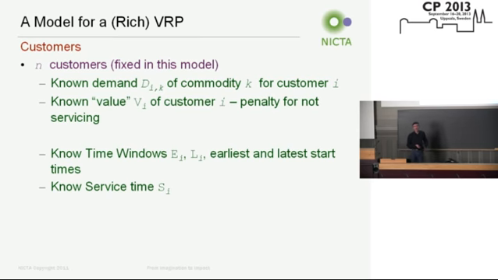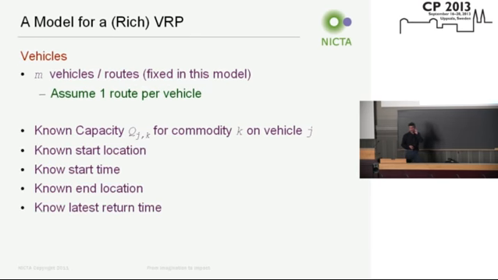And yes, we also know the service time, so how long we spend at each of the customers. Our vehicles, we're going to assume for this that there are n vehicles, and each vehicle does exactly one route. Once again, we can get around the fixed routes, but we'll just assume that for now to make it easy for me to talk about it. And we know the capacity for each of our commodities on each vehicle. And our vehicle is going to start at a particular location and end at a particular location, which may or may not be the same. And we know the time that they're dispatched and the time that they have to be back.